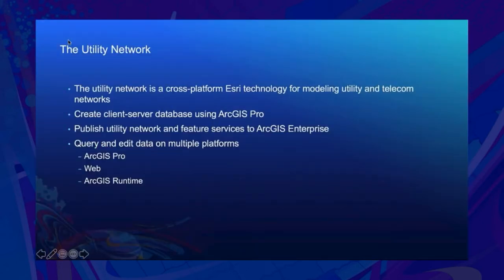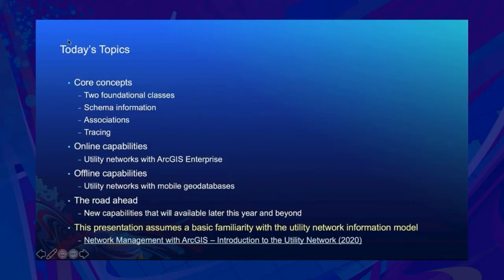So the utility network is a cross-platform Esri technology for modeling utility and telecom networks. The way it typically works is you create a client-server database using ArcGIS Pro. You set up your schema there, and then you publish utility network and feature services to ArcGIS Enterprise. At that point, you can query and edit data on multiple platforms, including ArcGIS Pro, Web, and of course, Runtime.